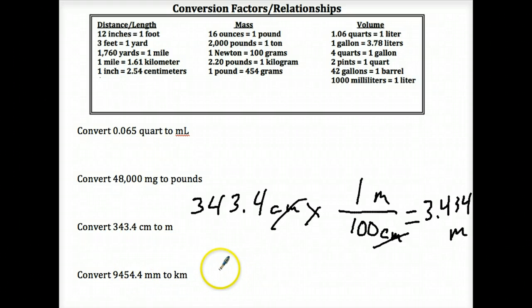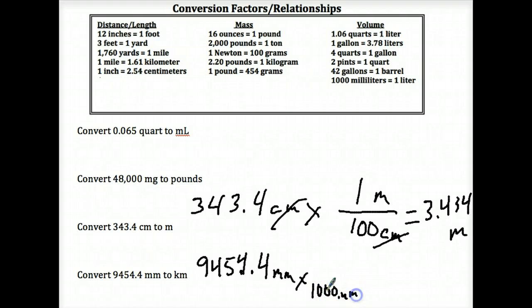Next, I have a conversion here. I'm going to go from 9,454. The decimal point doesn't exist. 0.4. And those are millimeters, millis. And I want to go to kilometers. Well, 9,454.4 millimeters. I see milli and I instantly think, let's get out of it. 1,000 millimeters in a meter.